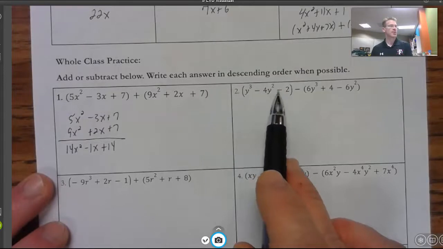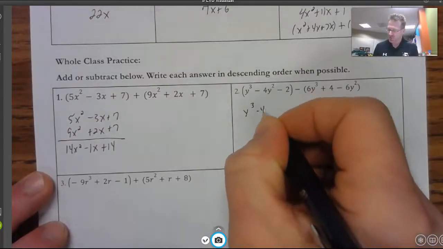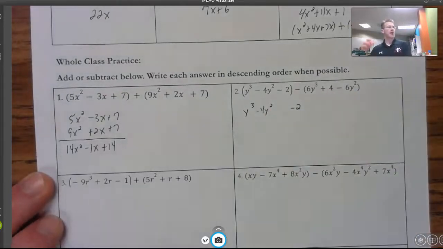I do not have a y term, and then I have a negative 2. So I'm going to write those out. Y cubed minus 4y squared. I'm going to leave a little blank here in case my next polynomial might have a y term, even though this one didn't.